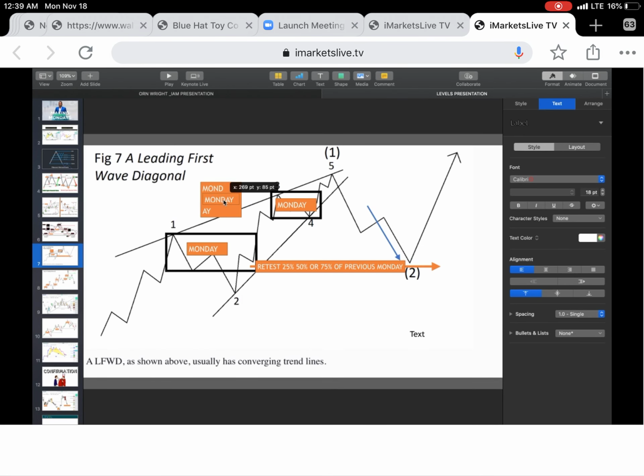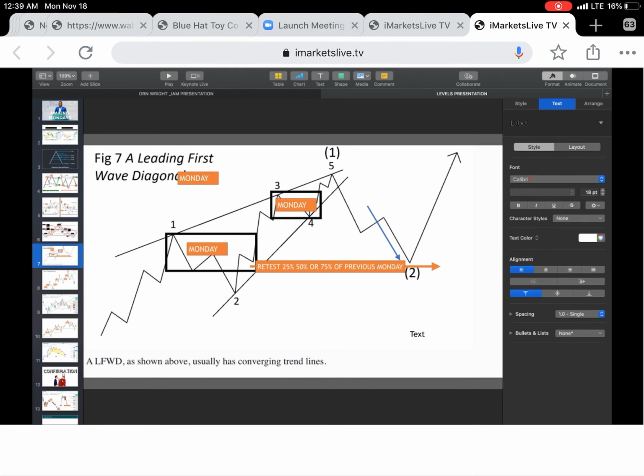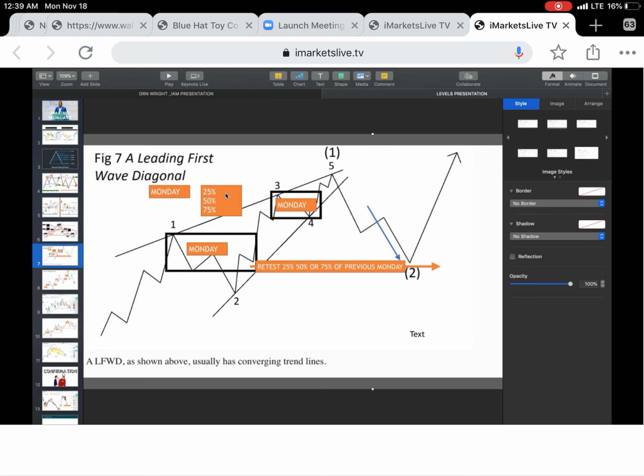Okay? So I'll go ahead and draw this out for you. All right, let me just delete that. Perfect. All right, so we have our Monday right over here. Okay, and we'll put this over here, and we'll do the same thing all over again. 25%, 50%, or 75%. Okay, we'll do the same thing over and over and over.